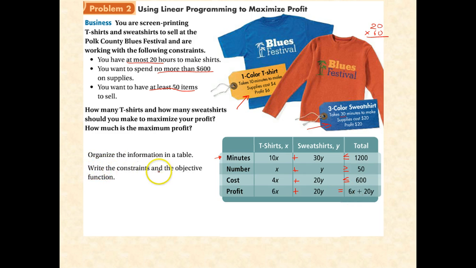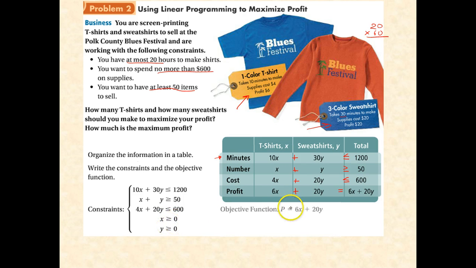So write the constraints and the objective function. Those come to us pretty easily off of this table that we made. 10x plus 30y is less than or equal to 1,200. x plus y is greater than or equal to 50. 4x plus 20y is less than or equal to 600. x is greater than or equal to 0. y is greater than or equal to 0, because we're not going to sell negative shirts or negative sweatshirts. And the objective function is p equals 6x plus 20y. Alright, so we have lots of information now. We did all this thinking and talking to get our constraints and our objective function.